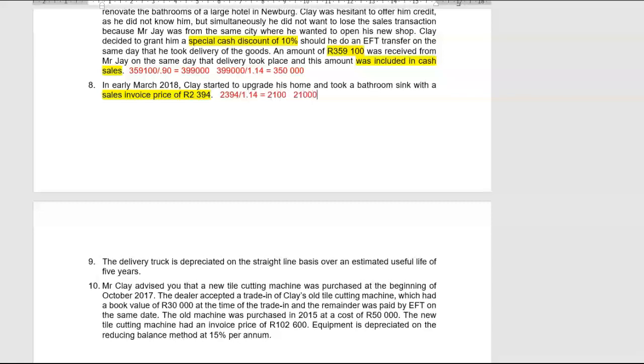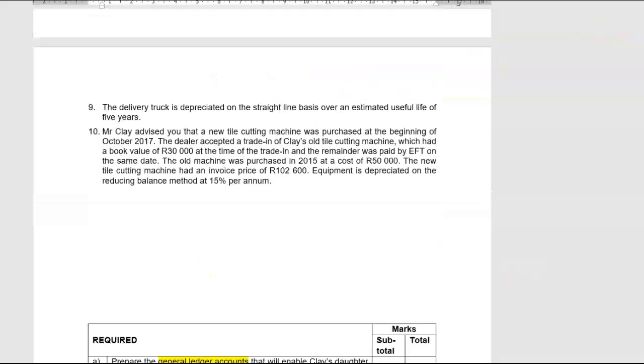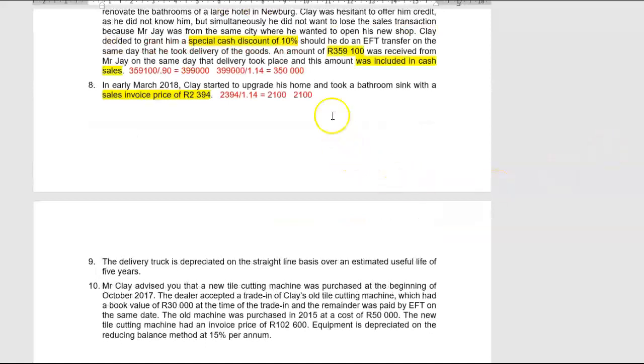That's the selling price. So we want to convert that selling price to a cost price by applying our profit formula. Cost equals 40 over 100 of the selling price. So that means our cost would have been 2,100 times 40%, and that gives us a total of 840 rand. So if we had to pass a journal entry, what would we have done?